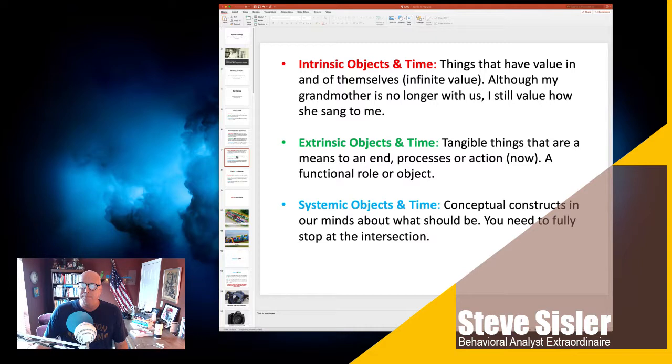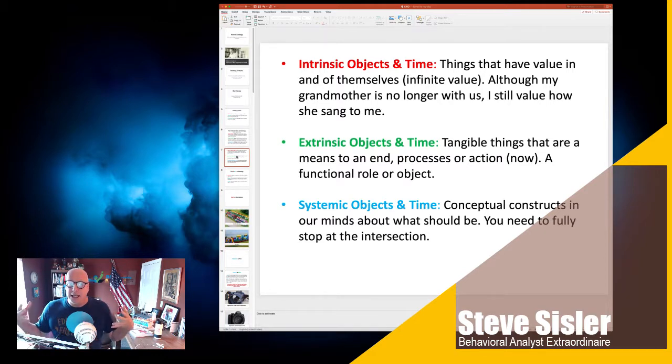Extrinsic objects in time. So extrinsic, or things, tangible things that are a means to an end. A process or an action in real time. So this is all about now. So it's a functional role now. What's a functional role? I'm a dishwasher. That's a functional role. I've got to wash the dishes, and I've got to wash them now. I'm not going to wait. So how I view what needs to be done and when it needs to be done would be considered an extrinsic dimension.